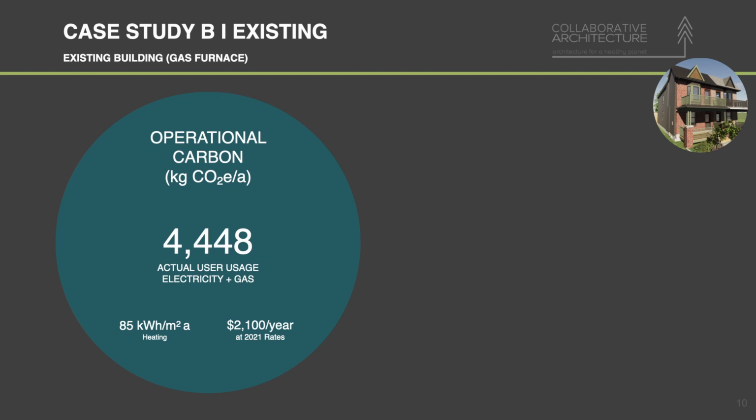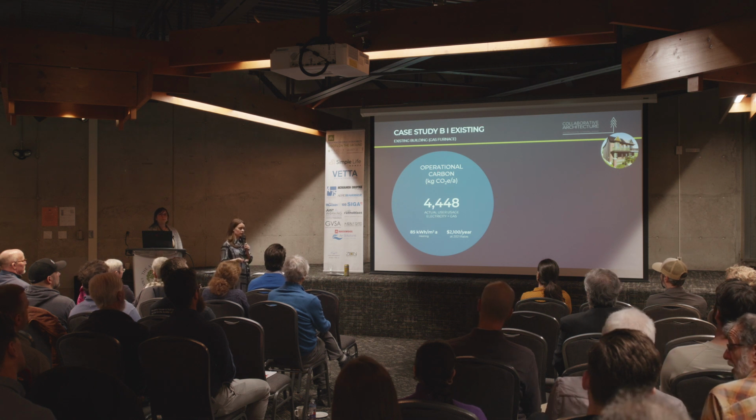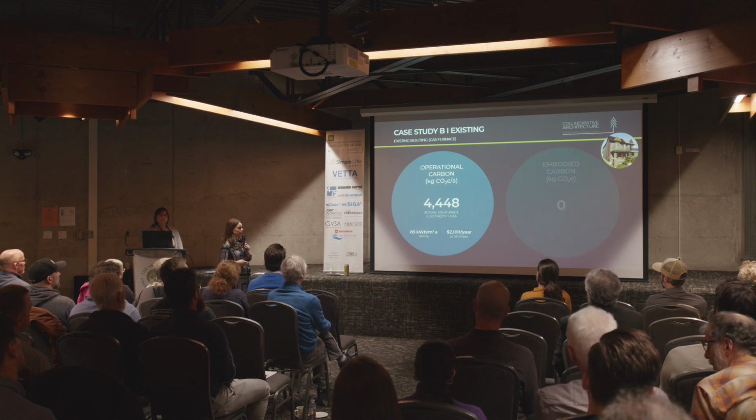So we have 85 kilowatt-hours per square meter a year. So that's quite high. Our Passive House goal for retrofit would be 30. And we also have the price down here per year, which is 21,000 a year. And all of these numbers are based on actual usage. So the client provided us with their bills, and that's how we extracted this.